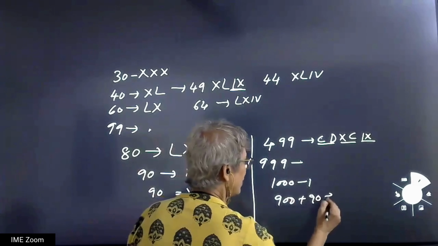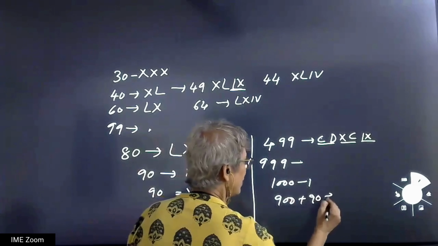What is given? M, D, C, X, L, I, X. Slowly you go. First see M. That is 1000. M is 1000. Then comes D. D is 500. Then comes C. It is 100. Okay, so let us write 100. Actually, we can take DC together, 600. But this is also okay.